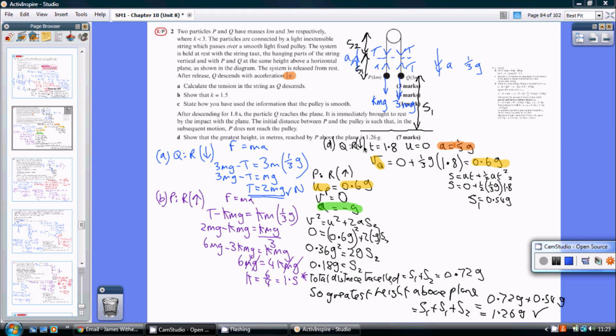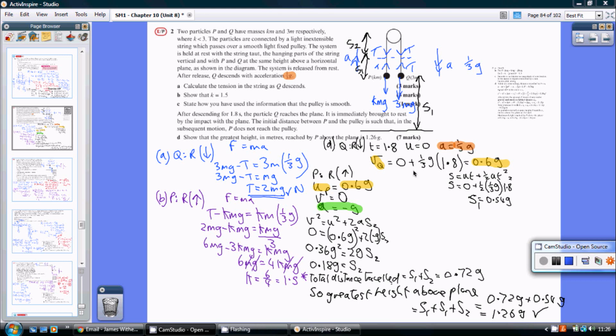So we're going to be resolving downwards. We're told that the time it takes for it to descend to reach the plane is 1.8 seconds. Its initial speed is 0, and we know that its acceleration is a third g. So using v equals u plus at, we can work out that the final speed of Q as it hits the ground is 0.6 g.